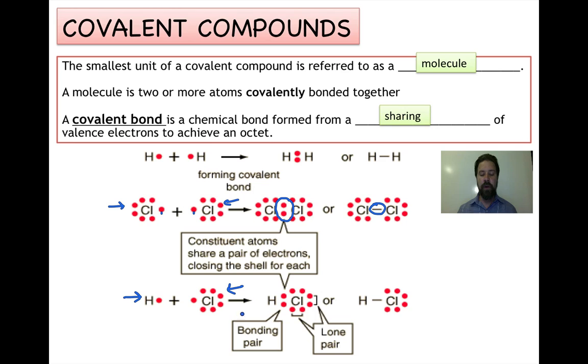A couple of other vocab drops: a bonding pair is the shared pair of electrons between 2 atoms, and lone pairs of electrons are ones that are found on the outside of an atom that don't bond with any other atom. So this one has 3 lone pairs of electrons, you could say. And then again, we'll represent the bonding pair with a dash.